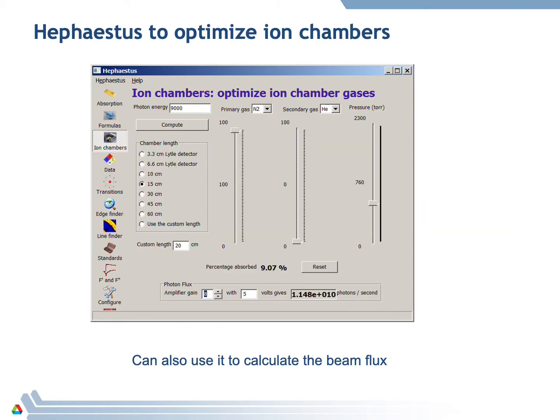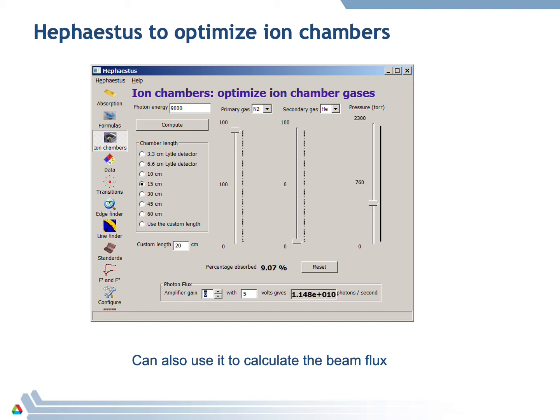Okay, so a little bit more about ion chambers. I think all of you will be introduced to this Demeter program package, which includes this program called Hephaestus, and it has a tab there that you can use to calculate the absorption in ion chambers. So for example, if we're at 9,000 eV, we have a 15 centimeter long ion chamber, and we used nitrogen gas, it's going to absorb about 9%. So that would be a reasonably good choice for that energy.